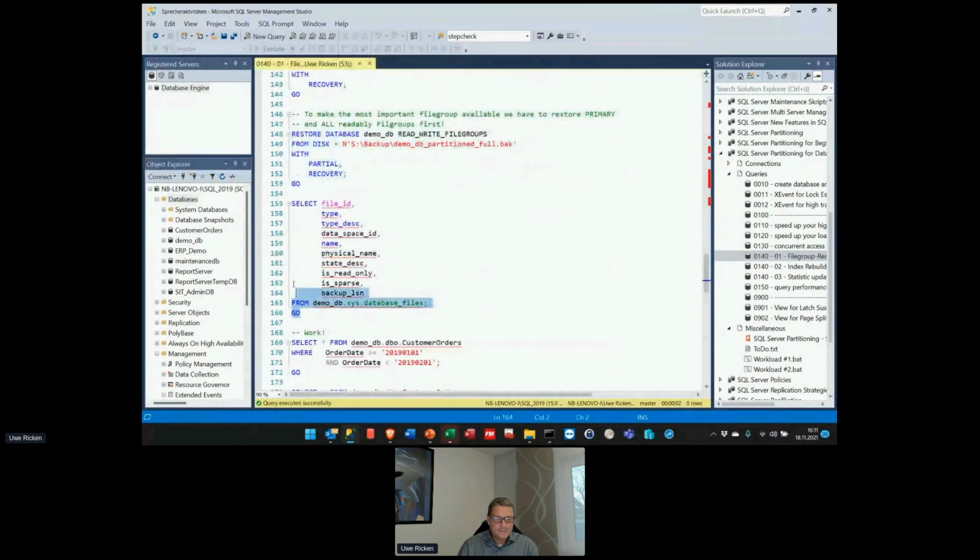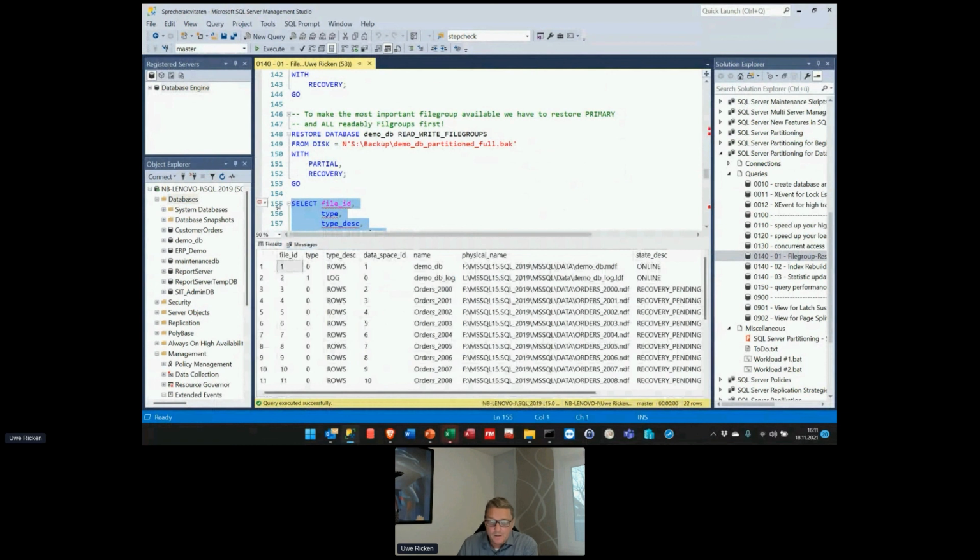And look at this. You see here that SQL Server now has the demo database files online. This is my primary. This is my log file. And you see here, the recovery is pending. So that means that we are waiting on it. And the other two are online.